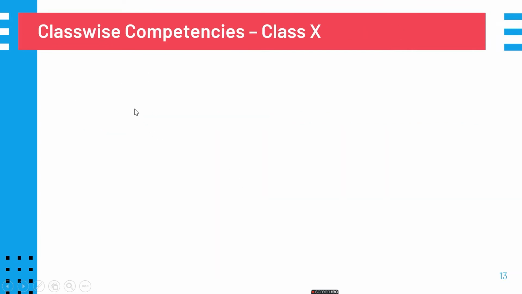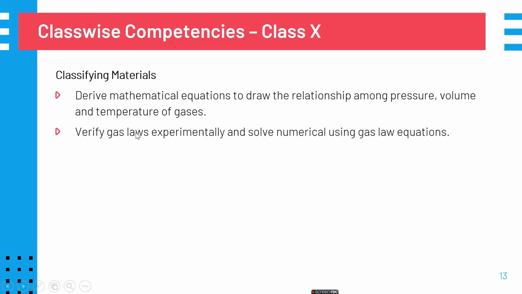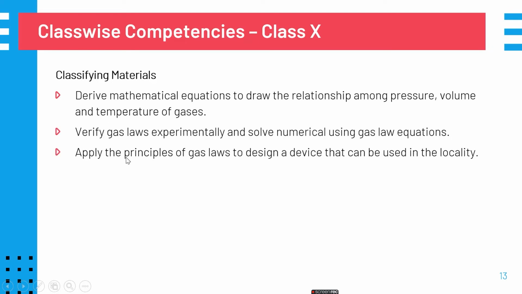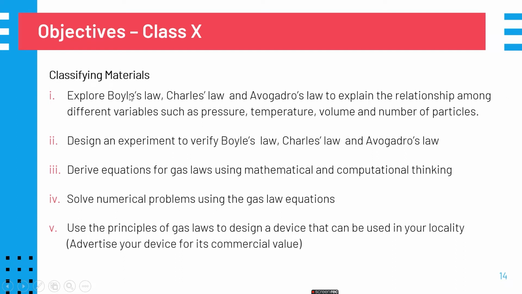These key stage wise competency based standards are linked to class wise competencies. So under the same theme, classifying materials, the standards are linked to these class wise competencies. These are the class wise competencies for classifying materials linked to key stage wise competency based standards. And these are ultimately linked to objectives for the same class, for the same theme, and for the same topic here.